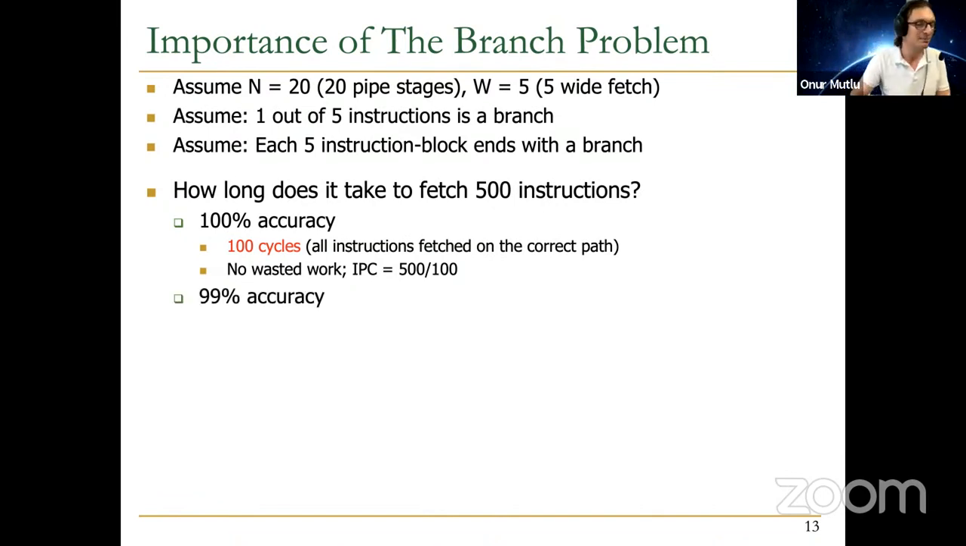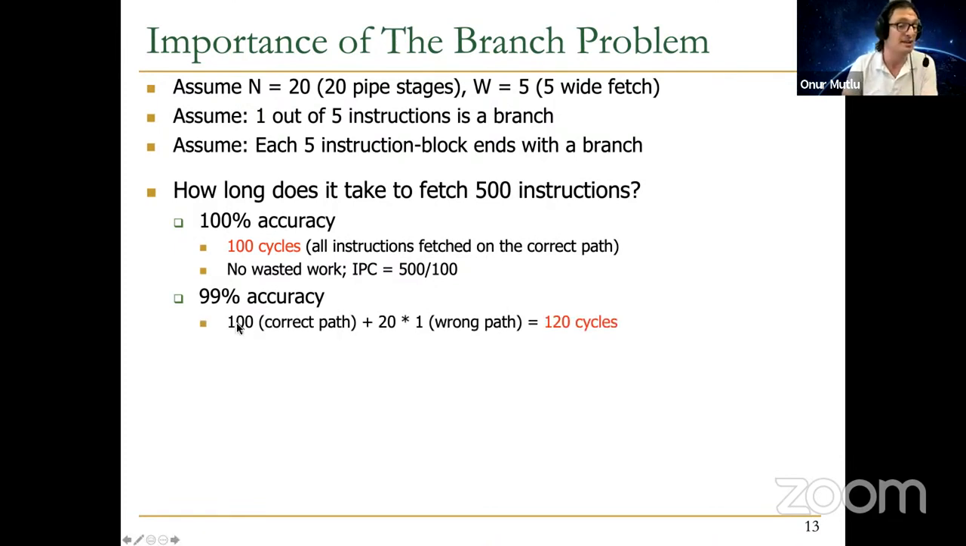Now let's go to 99% accuracy. This says that I have one out of 100 branches mispredicted. I'm fetching 500 instructions. One out of five instructions is a branch. So I have 100 branches here, which means that I have one branch mispredicted. Among those 500 instructions, I have one misprediction. So how do I approach the problem? I still need to fetch all of the correct path instructions. I cannot get away from that. In the end, I have to fetch from the correct path. So I need to spend 100 cycles fetching the correct path instructions.